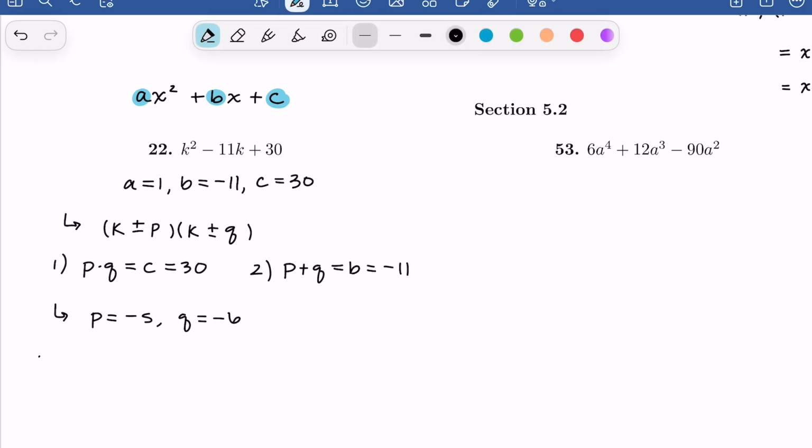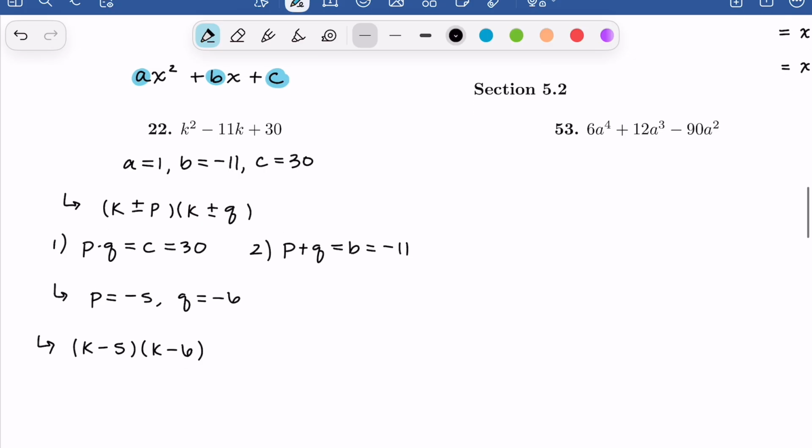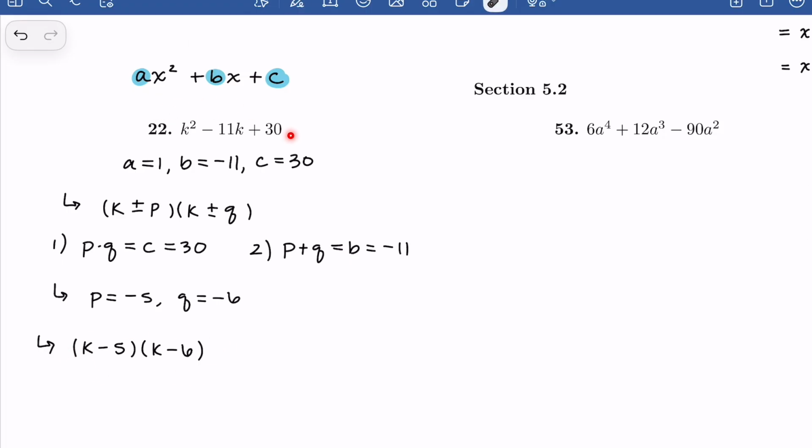So we're going to plug these P and Q values into this guy. So we're going to have k minus 5 times k minus 6. And that would be our final answer. We ended up with a factored form of this trinomial, which is the product of two binomials. And we can always check our work, let's do that in a different color here, by FOILing and making sure that we end up with the original trinomial.